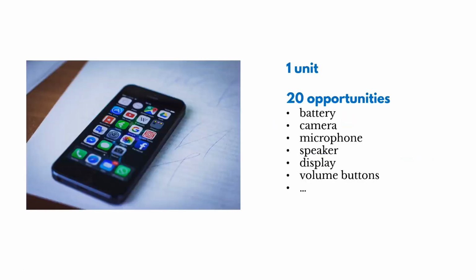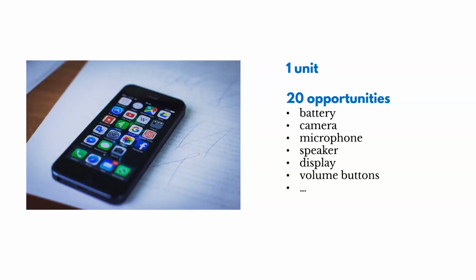Okay, so here's an example. Let's say we manufacture phones. One unit is one phone. Now, let's say within that one phone or that one unit, we have 20 opportunities to mess things up, to fail. There could be a defective battery, a faulty camera, a defective microphone, a speaker that doesn't work, a display that's not responding, and so on.